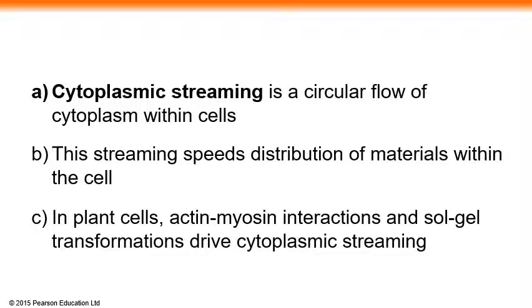Cytoplasmic streaming is a circular flow of cytoplasm within cells. This streaming speeds distribution of material within the cell. In plants, actin-myosin interactions and sol-gel transformations drive cytoplasmic streaming.